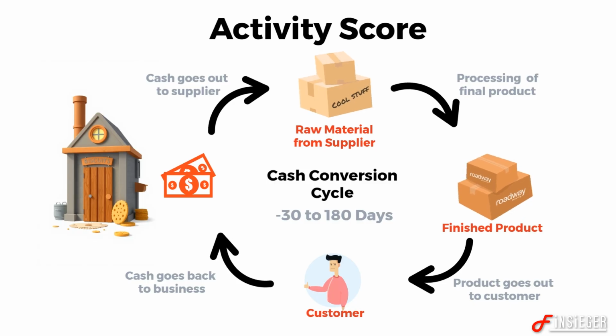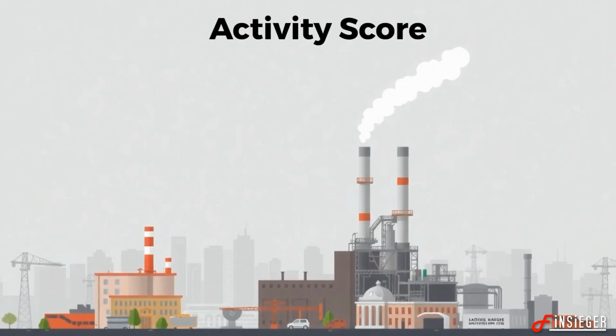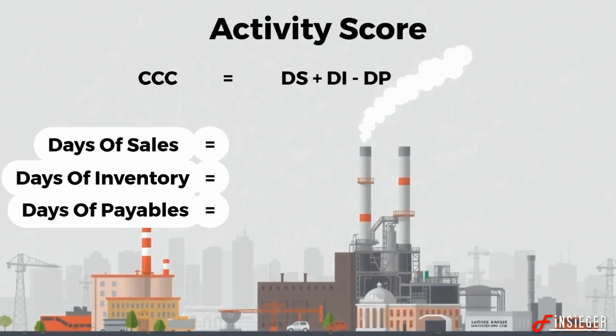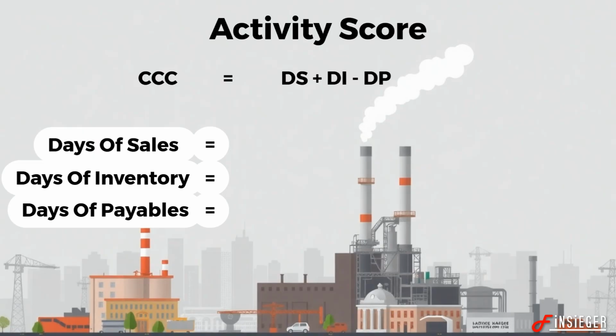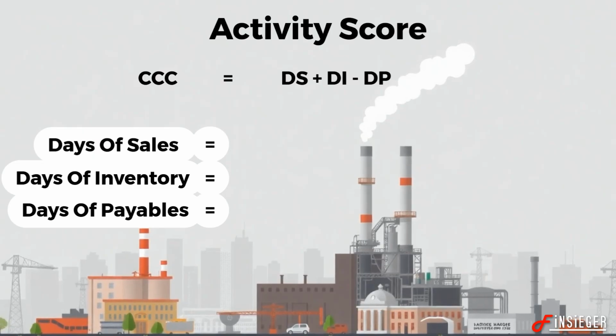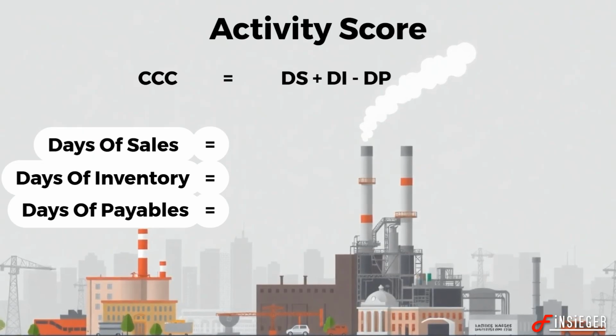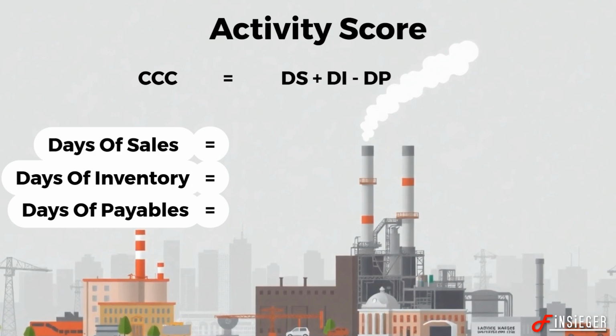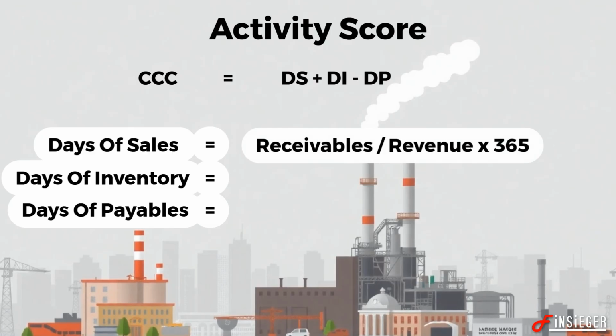You will get to know about this in a moment. Cash conversion cycle is days of sales plus days of inventory minus days of payables. Days of sales is the time required by customers to pay. Days of inventory is the time taken by products sitting in inventory. And days of payables is the time taken by the company to pay its suppliers.